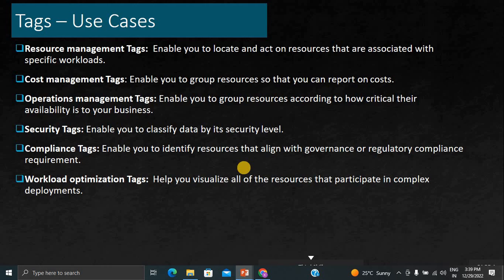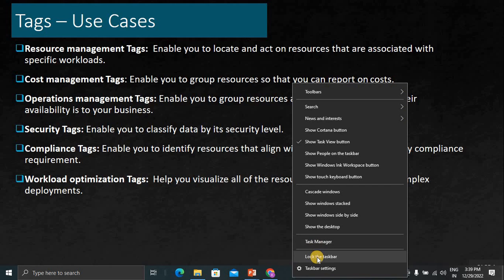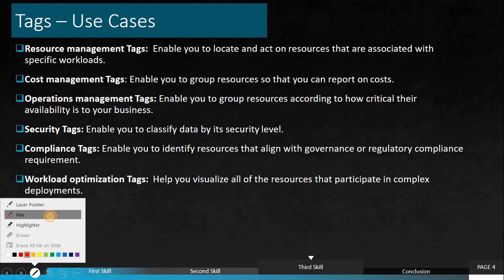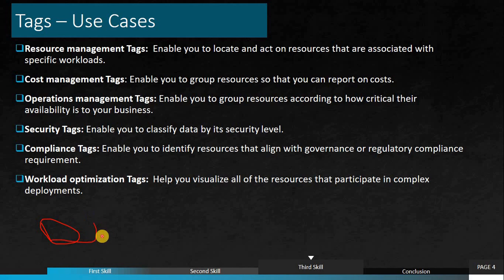Now what is operation management? You can tag your environments depending upon their criticality. Say you have 3 different environments, dev, production, and test.